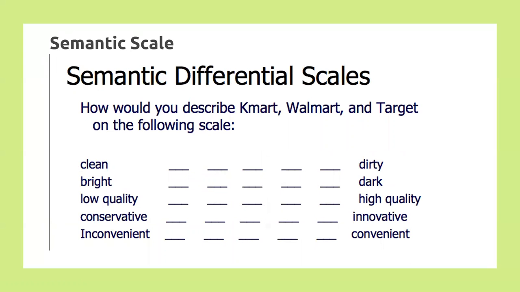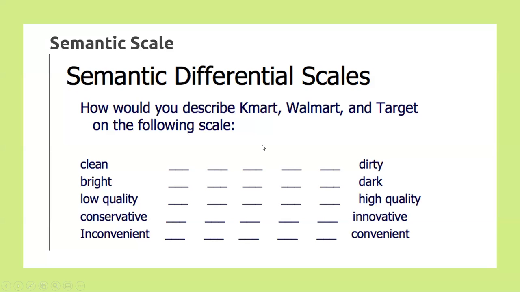Okay, and this is differential scales, similar, but in here we don't really provide labels for each option. We simply think, okay, if this is clean and this is dirty, how do you describe these objects, for example? But again, can anyone tell me what is the difference with this question? How would you describe Kmart, Walmart, Target on the following scale? Oh, sorry, this is actually correct.